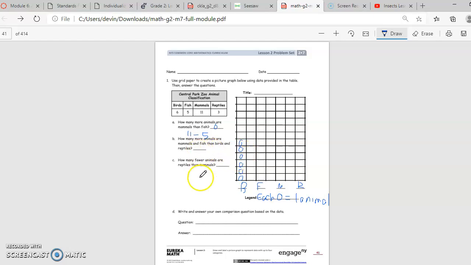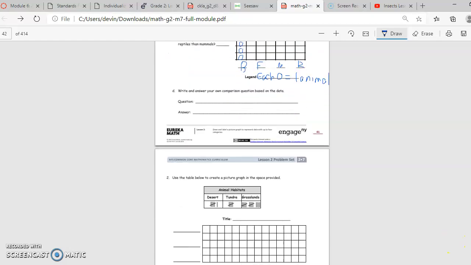Okay, so you'll do B and C, and then on D, write and answer your own comparison question based on the data. So you're making up a question. You could say, how many birds, fish, and mammals are there total? You can make up whatever you'd like and then answer it.